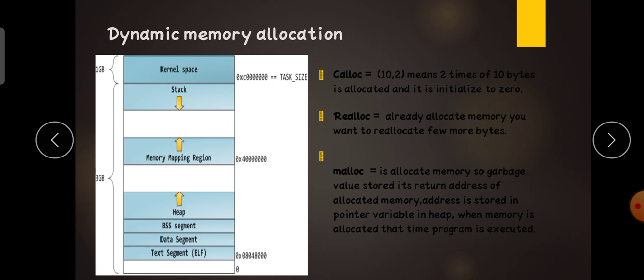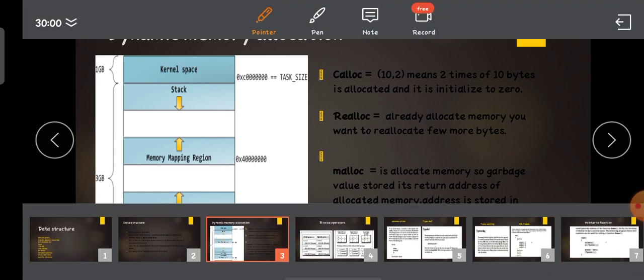Calloc takes, for example, 10 and 2. 10 is the number of bytes we store, and 2 is how many times we store, like 2 times 10 bytes. So 2 into 10 equals 20 bytes stored with calloc. Realloc means the memory is already allocated and you want to reallocate a few more bytes. Simply said, reallocate the memory with some edits. That's all. That is realloc.